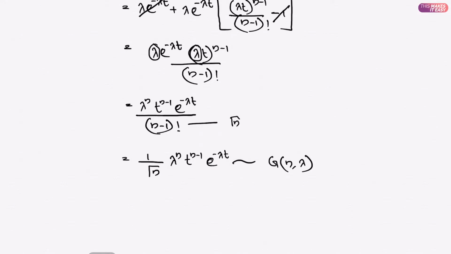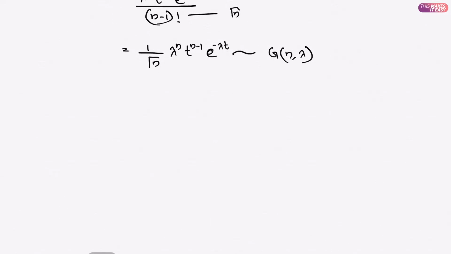Here n is the number of events or successes, failures, anything which you are waiting to occur. 2 successes, 3 successes, n successes, it can be anything. And 1 by lambda is basically the mean waiting time until the first event occurs.